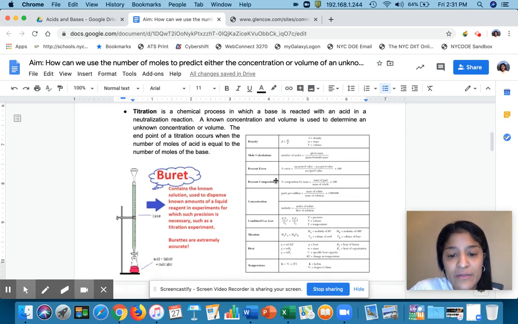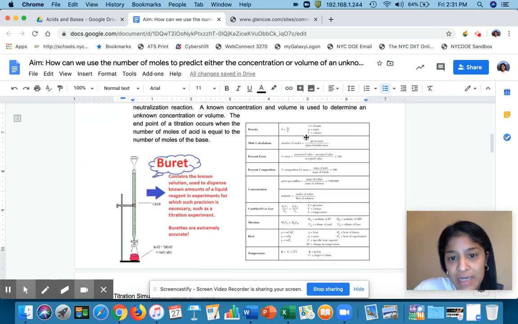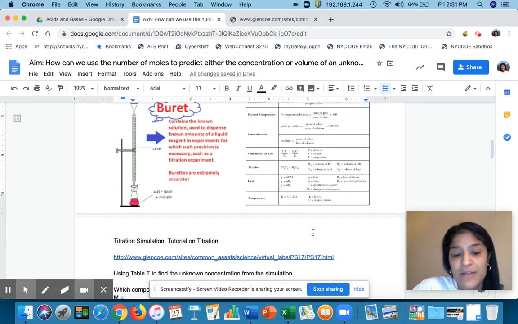So the formula for titration is located in Table T. This is Table T, back of your reference table, and it's right here. And it states that the molarity of the acid times the volume of the acid is equal to the molarity of the base times the volume of the base.